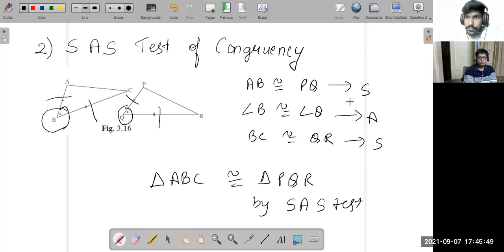Got it? Yes, sir. Okay. It should not be like this. You proved two sides and the angle is somewhere else. Angle is not between that. That you cannot say that it will be side angle side. To use side angle side test, the angle that you are proving equal should be between the two congruent sides. Then only it will be SAS test. Otherwise, it will not be SAS test. Got it? Write it down now.